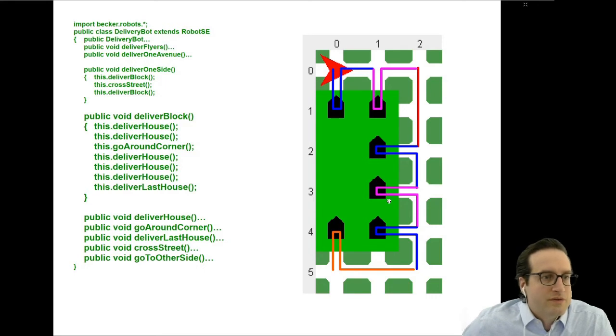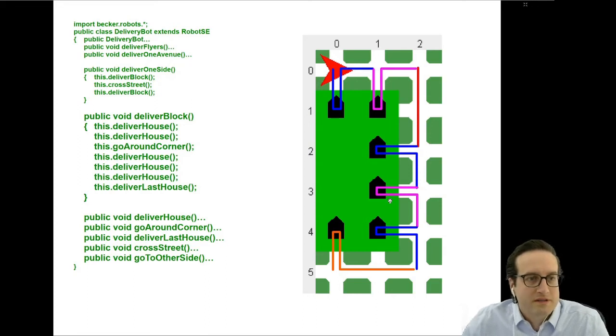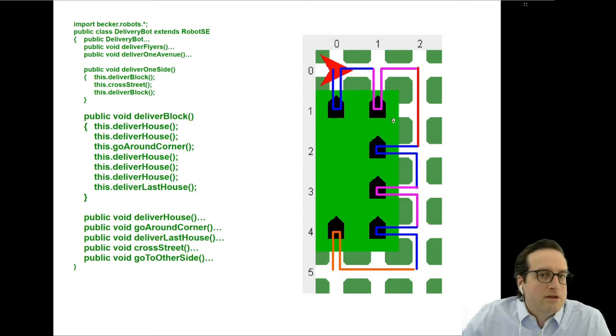So how do you deliver to a block? Okay, you can see that we're reducing the problem into smaller and smaller and smaller pieces. This is divide and conquer. So we're going to deliver to a house, go around the corner, deliver to a house, and so on.